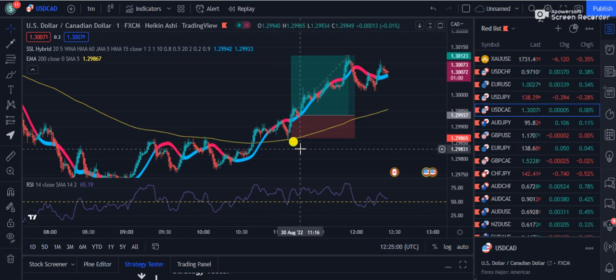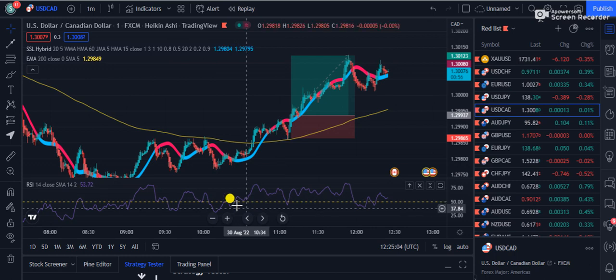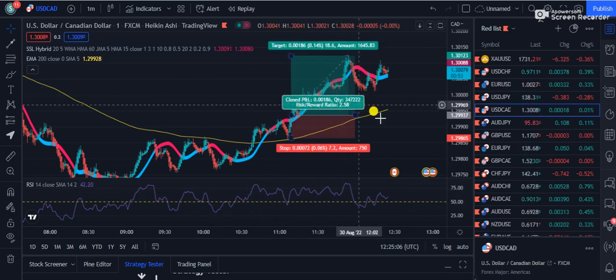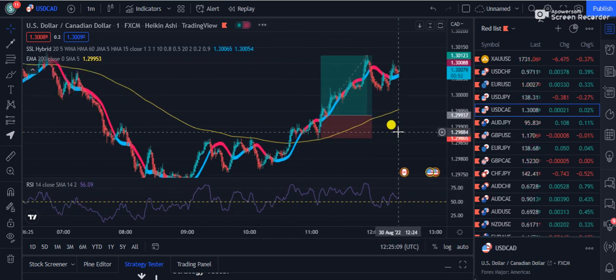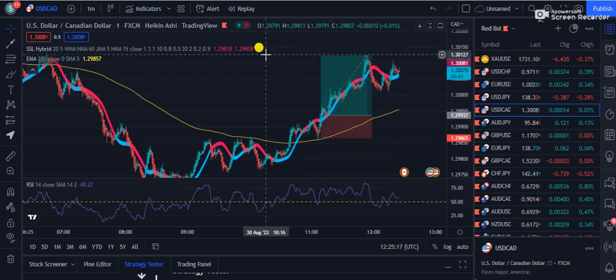Above the 200 EMA, wait for the SSL to change to blue color. RSI should be above the 50 level, and then you can set up the risk and reward ratio. And this strategy is very powerful because I have personally tested this one, and please use the same settings that I have advised in this video.